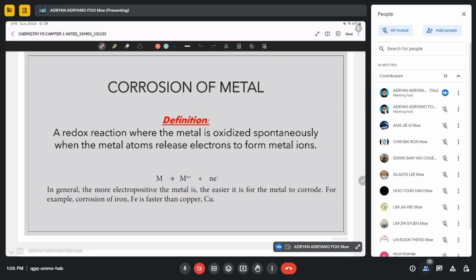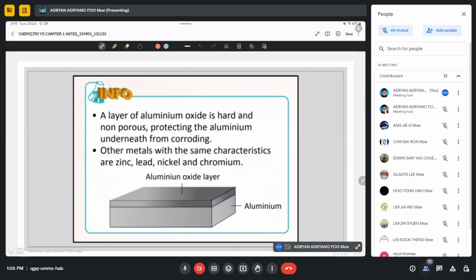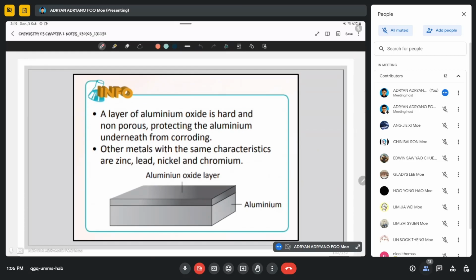You have to memorize this electrochemical series, so that whenever you see rusting, 你已经知道了哪一个会进行 rusting，哪一个进行 corrosion. Example, aluminum oxide. How does aluminum oxide form? If you recall, last year, Form 4, when you did the magnesium oxide experiment, 为什么我们拿 sandpaper 去擦那个 magnesium strip？因为我们要 remove 它的 oxide layer, right? Same thing.